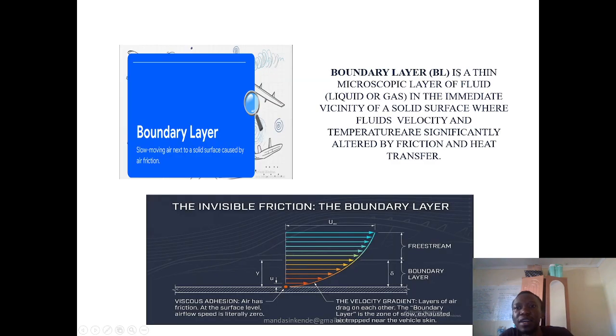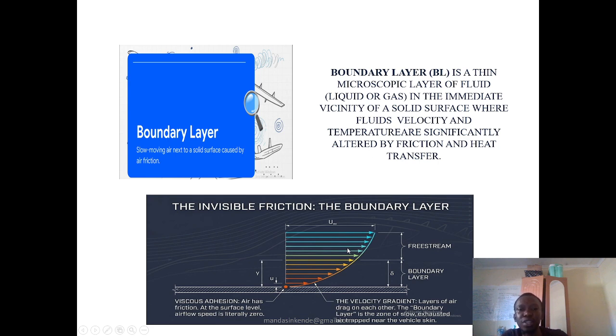A boundary layer, by definition, is a thin microscopic layer of a fluid in the immediate vicinity of the solid surface where the fluid's velocity and temperature are significantly altered by friction and heat transfer. This is the surface, and you have a fluid flowing above the surface. There's a layer that is formed on which the velocity of the fluid is gradually increasing until it reaches the free stream velocity, which is the entire velocity of the fluid.